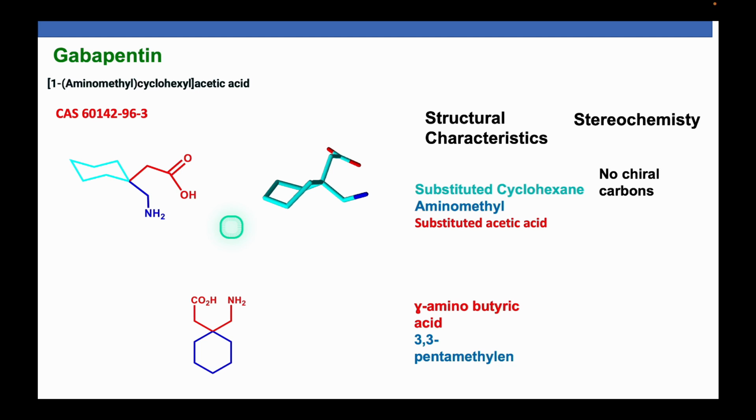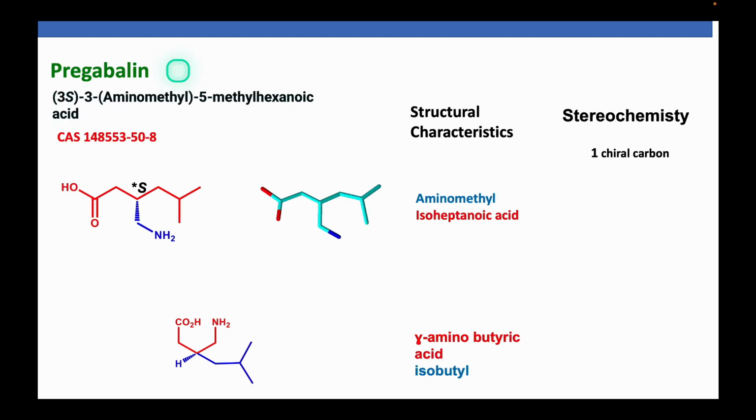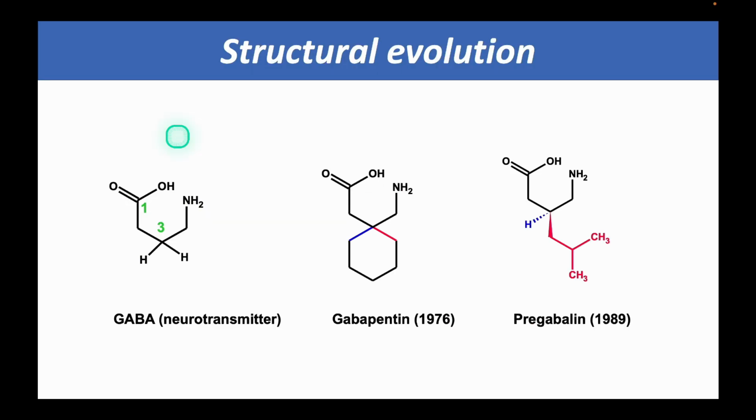we can consider a derivative of gamma-aminobutyric acid, better known as GABA. Gabapentin does not have asymmetric carbons. Pregabalin can also be considered a derivative of GABA, and unlike gabapentin, it has an asymmetric carbon with the S configuration. Both drugs have a history in gamma-aminobutyric acid, a neurotransmitter better known as GABA.